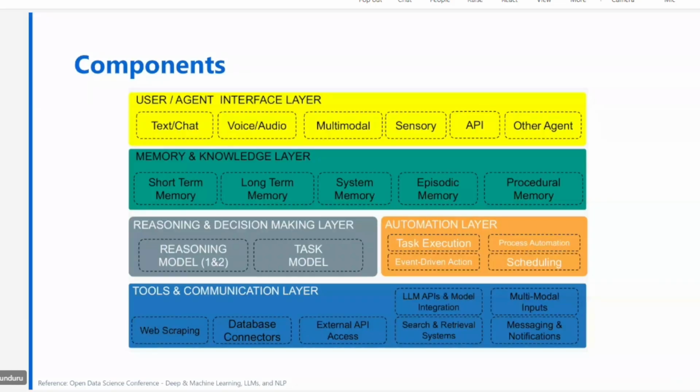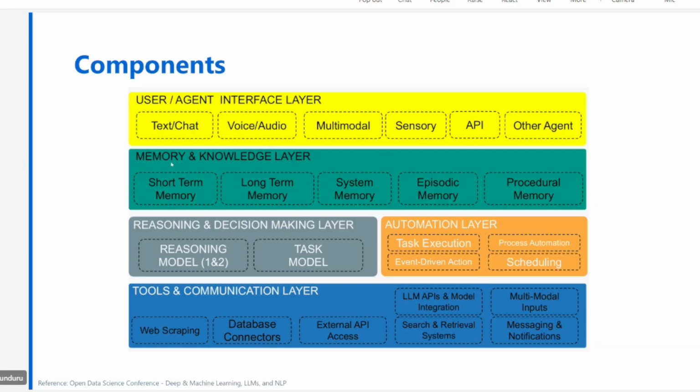The components of a multi-agent, agentic system. First, the user agent interface layer: any text, chat, or voice input can be given, or audio can be converted by some external AI system. Multimodal systems, sensory systems, APIs, and other agents can also interact with this agent. These are the user interface layer.